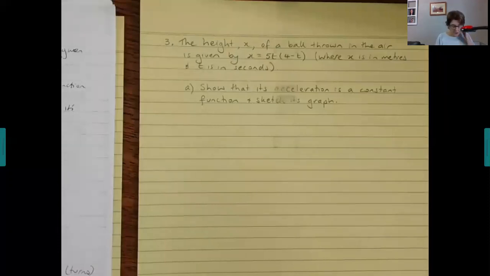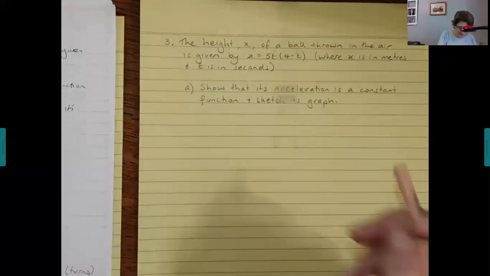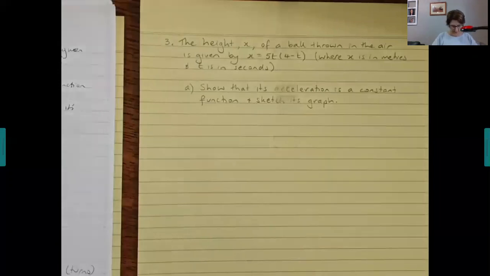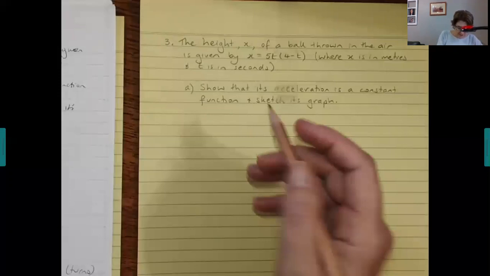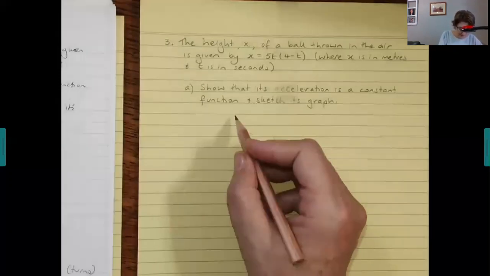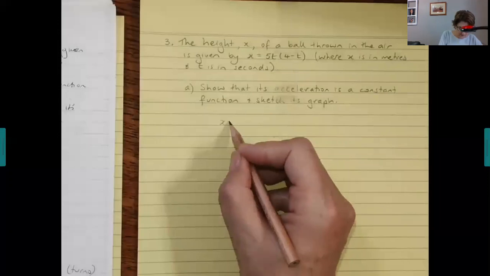Okay, so the first thing we need to do is not use our pencil upside down. I'm just going to give them both a little bit of a sharpen again. Okay, so show the acceleration is a constant function and sketch its graph. So we're going to start with x.